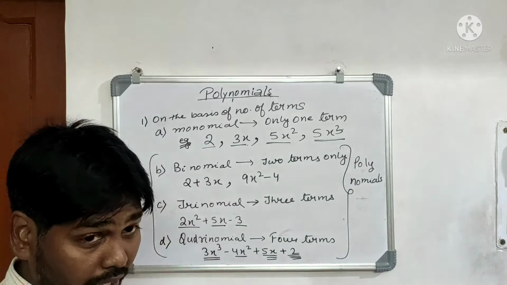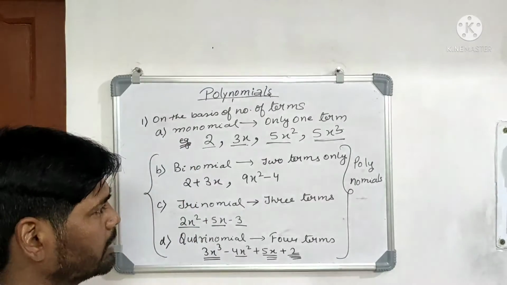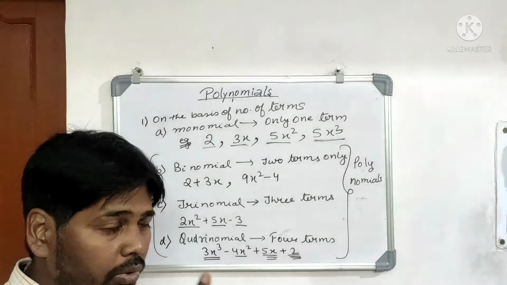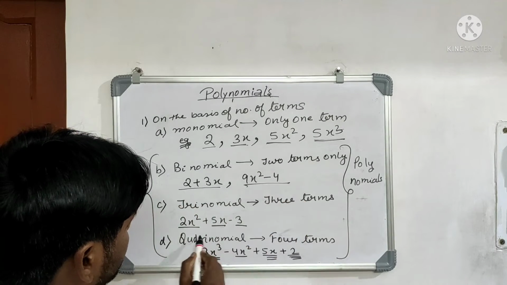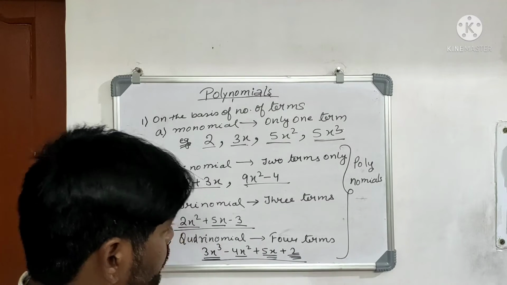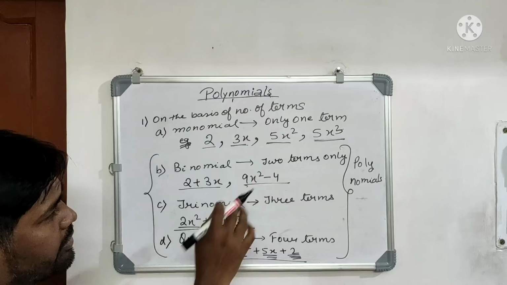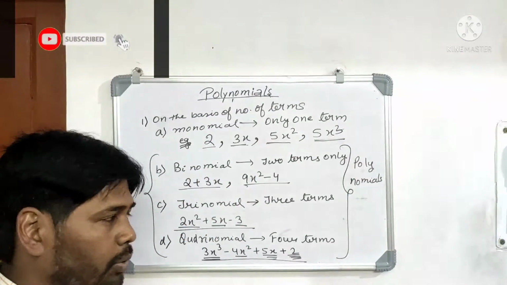And as I had told you the definition, polynomial means these are the algebraic expressions which will have more than one term. As you can see, here we are having 2 terms, here we are having 3 terms, and again here we are having 4 terms. Henceforth we can say that the definition of a polynomial is justified for binomial, trinomial and quadrinomial.